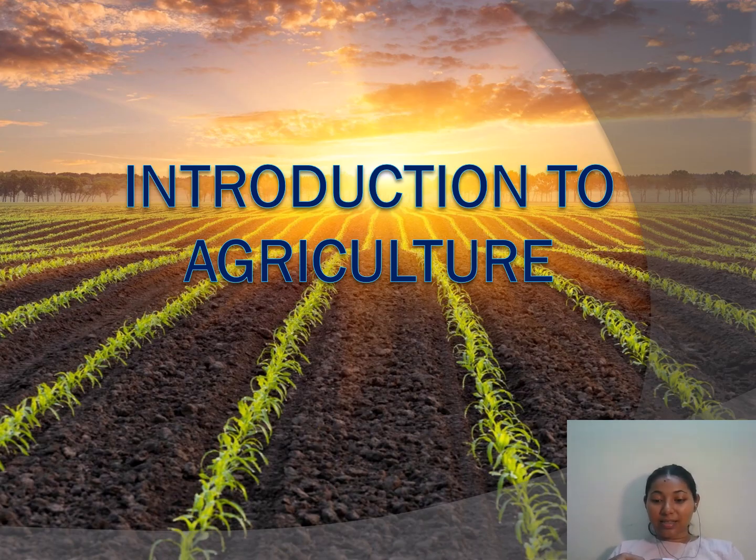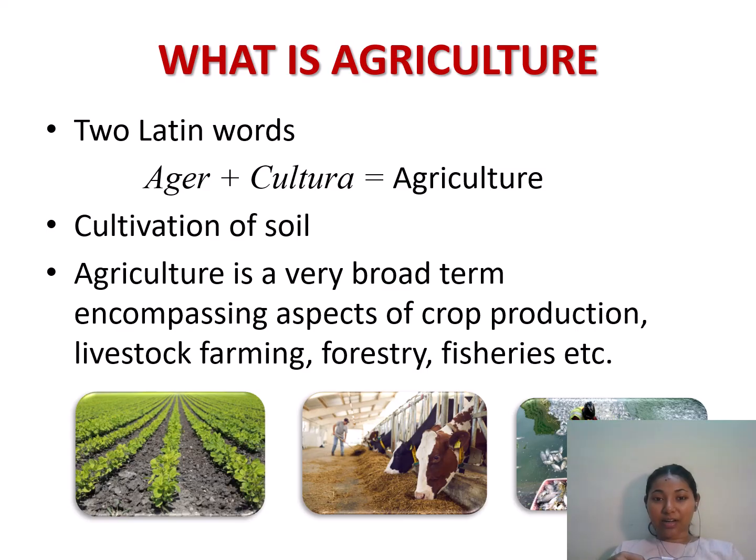So let's start. First, what is agriculture? Agriculture is a combination of two Latin words, ager plus cultura. Ager means soil and cultura means cultivation. So it is known as cultivation of soil.